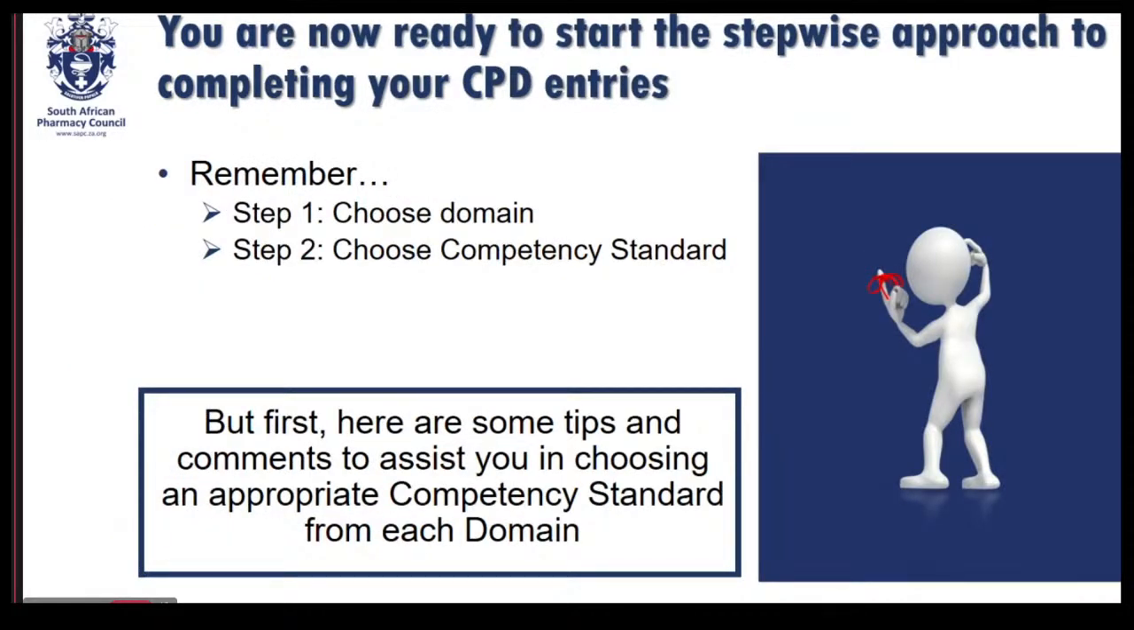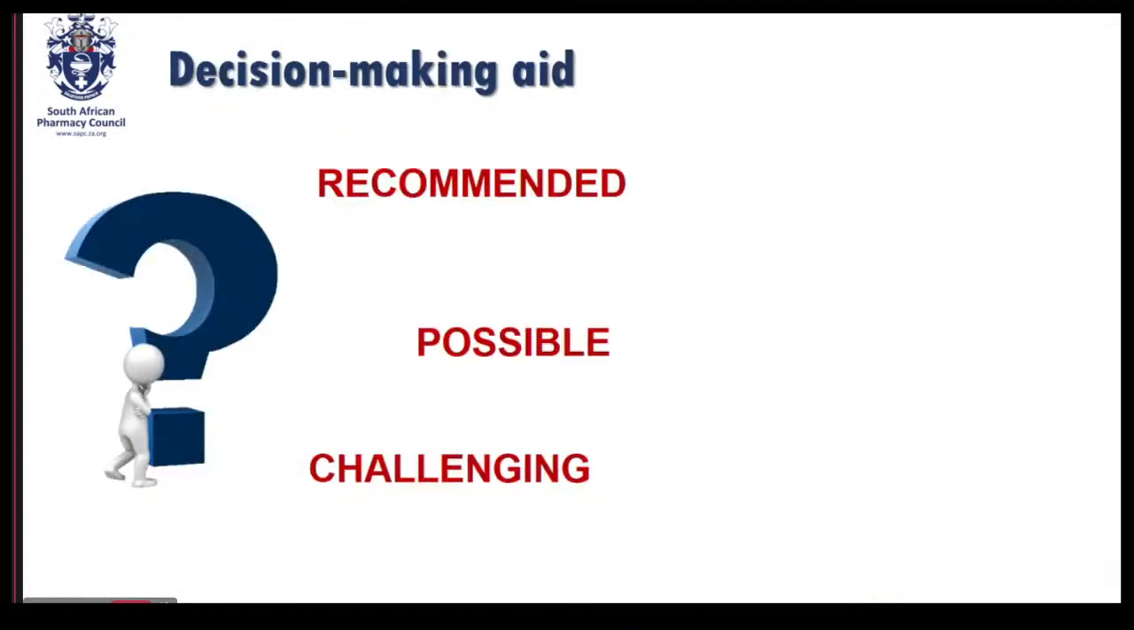Right. So you've done your domain, you've chosen your competency standard. Now that sounds easy. Choose your domain, choose your competency standard. But sometimes it's not that easy to choose your competency standard. So what we've done is we've compiled the next part of this presentation to give you some guidelines. So I have to do one CPD from each of the 6 domains. We've taken each of the competency standards and we've classified them on this decision-making grid here. We've taken each one and we've said, is it recommended? Is it possible? Or is it challenging?